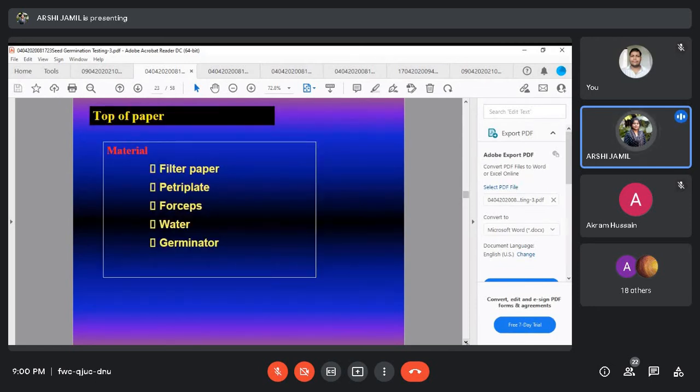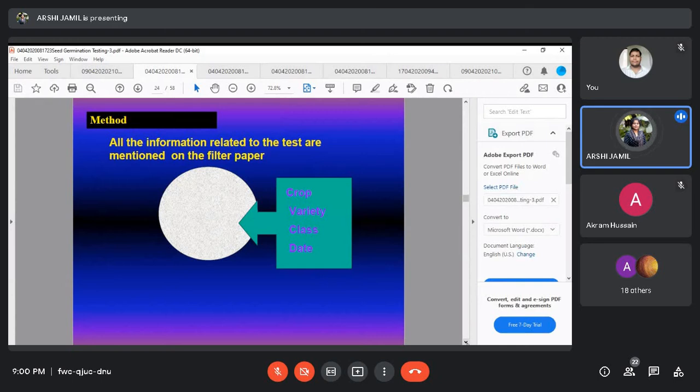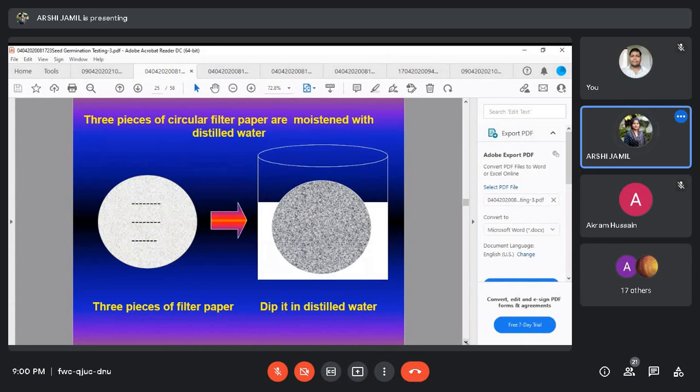And in the paper towel method also you use filter paper, petri plate, forceps, water and germinator. So what is the process? You take filter paper and cut it to about the size of the petri plates that you have. On that filter paper you first write all the essential things: the crop you are using, which variety, the class in which you are studying, and the date. After that we cut the filter paper in a circular shape, the shape of your petri plate, and then it is moistened with distilled water and 3 pieces of filter paper are taken together.